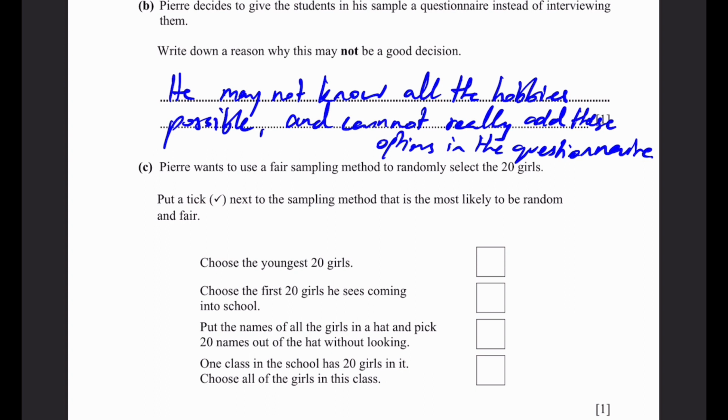C. Pierre wants to use a fair sampling method to randomly select the 20 girls. Put a tick next to the sampling method that's most likely to be random and fair. So the youngest 20 girls choosing?